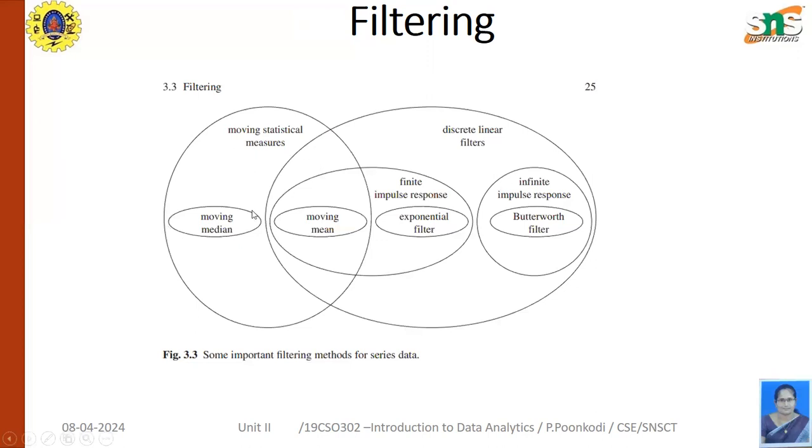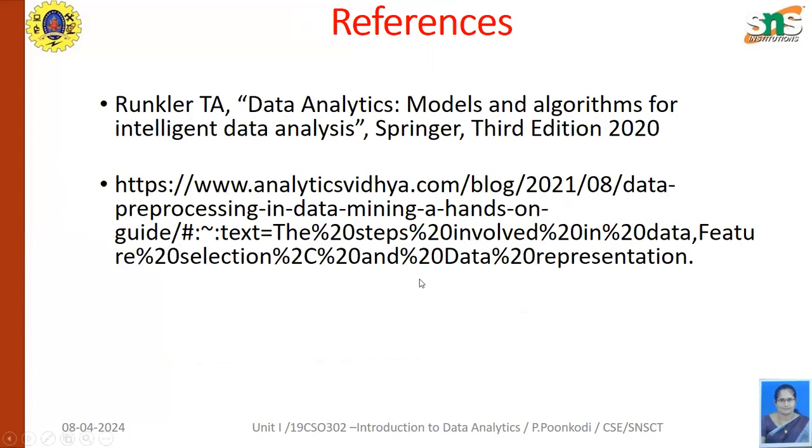The moving statistical measure will measure in terms of mean and median: what will be the mean for a moving object, and the median. Next is the discrete linear filter. This discrete linear filter is used to identify dynamic value changes. It has two types: finite impulse response, which may contain the moving mean and the exponential filters, and the other one, which may contain the Butterworth filter.